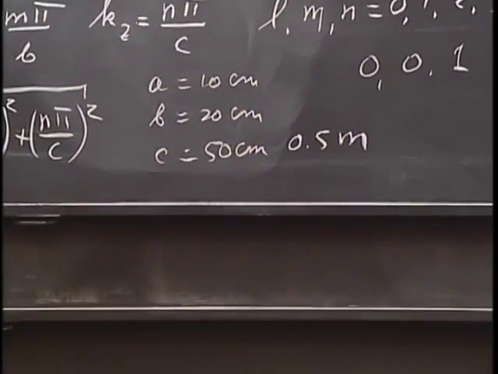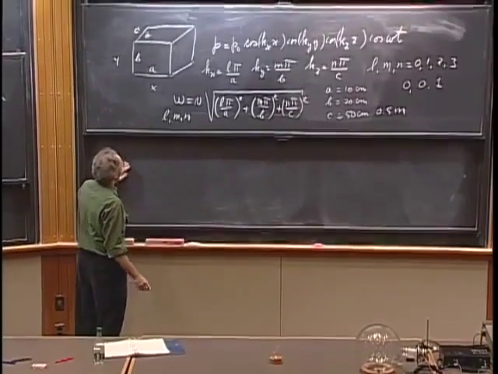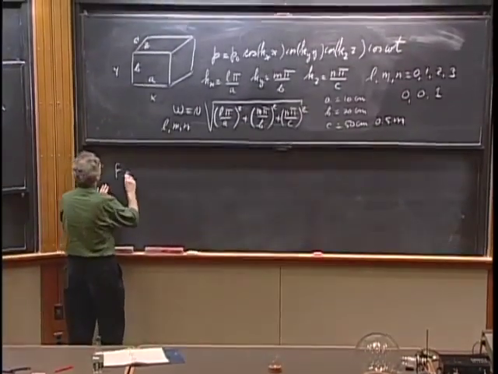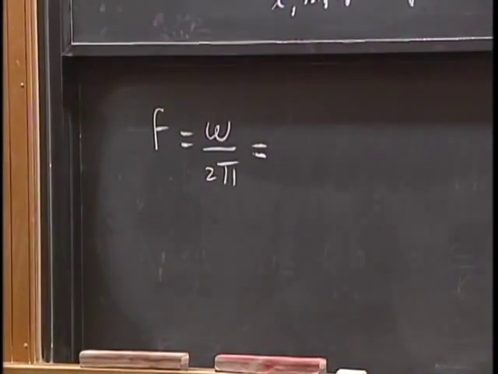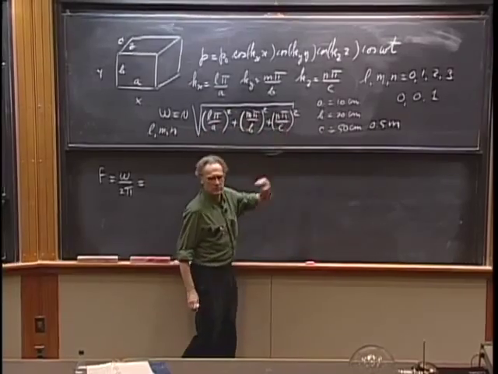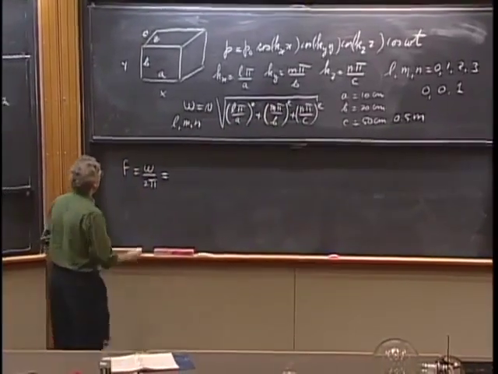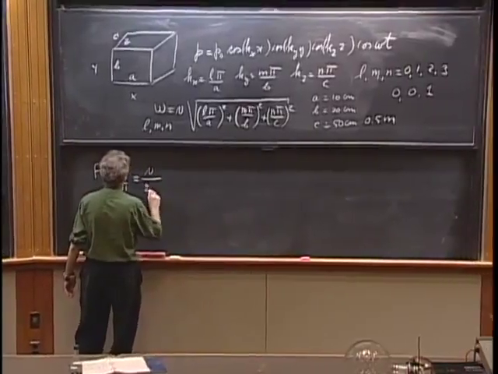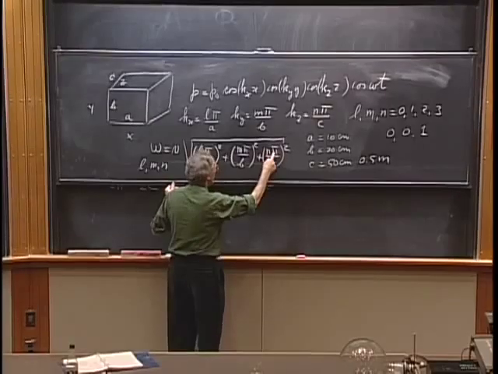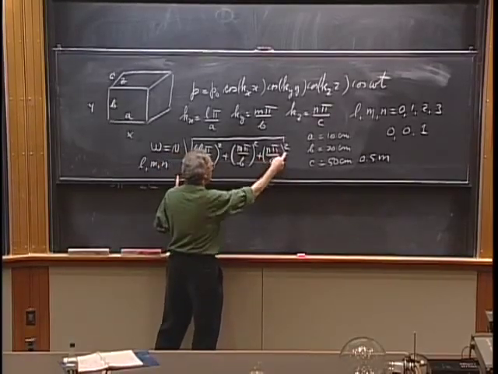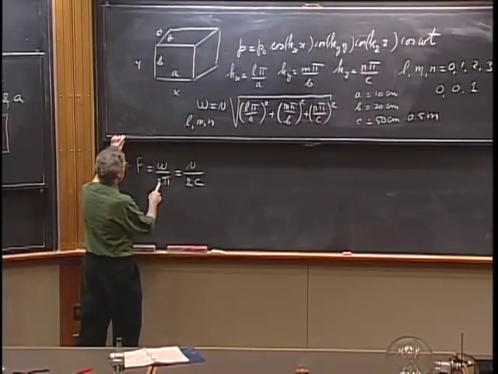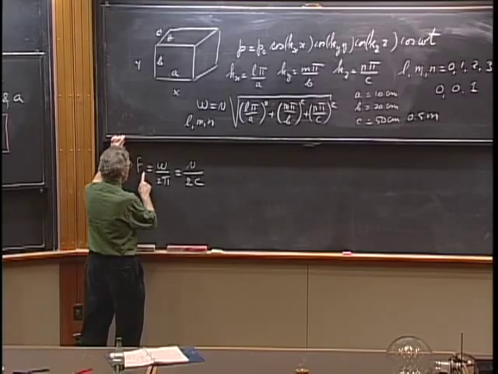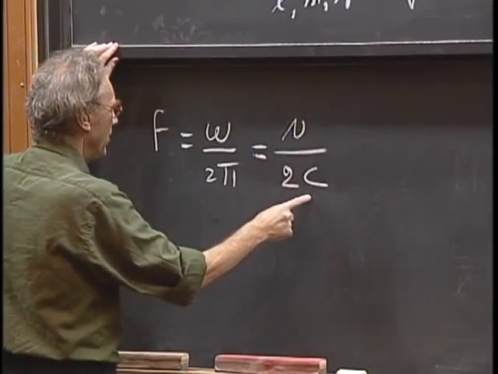For the 0, 0, 1 mode, I then get a frequency f, which is omega divided by 2 pi. And that means I lose all these pi's here, by the way. And so I get v divided by 2c, that is my c. Because look, if I make n 1, my pi is gone, so I only have a 1 over c squared. This is 0, so I get 1 over c, and the 2 comes from this. So the lowest possible frequency is v divided by 2c.